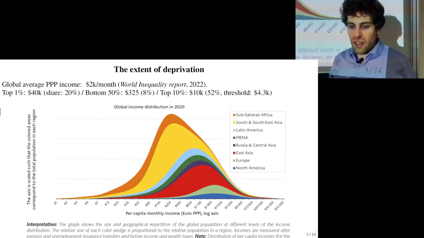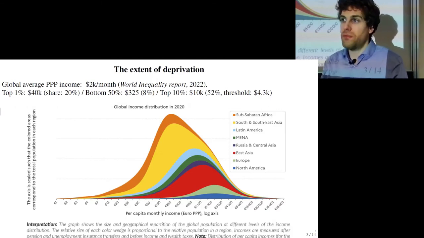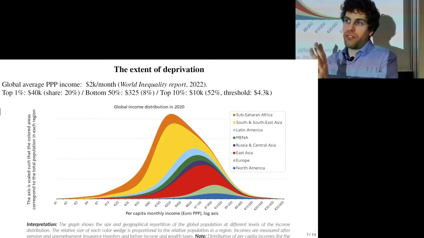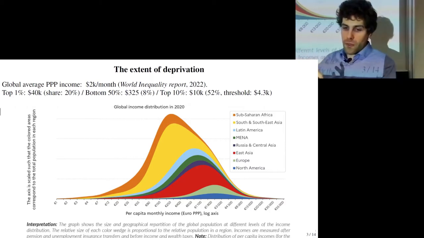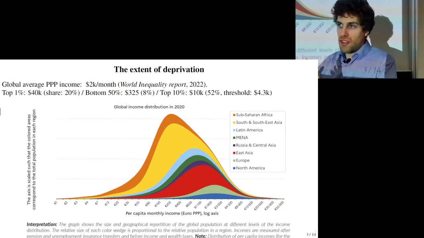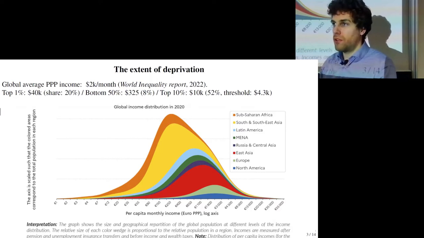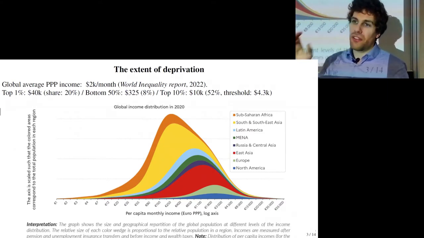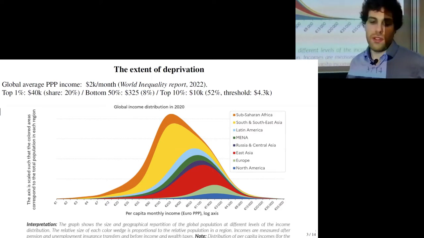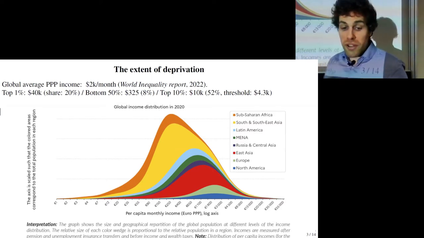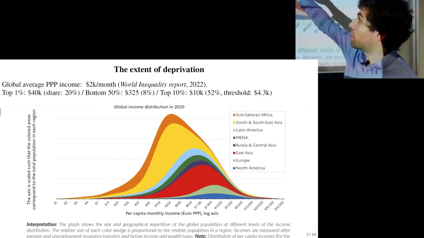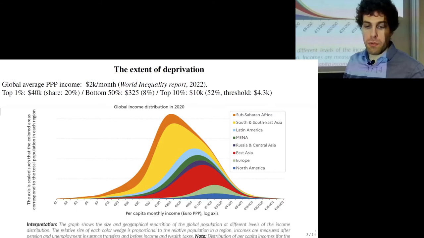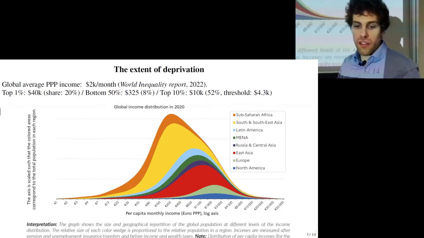The top 10% has a share of 52% of all incomes. Then the next 40% has a share of 40% of all income. And the bottom 50%, the bottom half, has a share of 8% of all income. So if you take top 10, next 40, bottom 50, the shares are 50, 40, 10, roughly. The average income in the bottom 50% is $325 per month. And in the top 10%, the average is $10,000 per month.